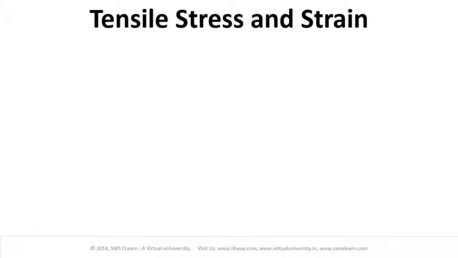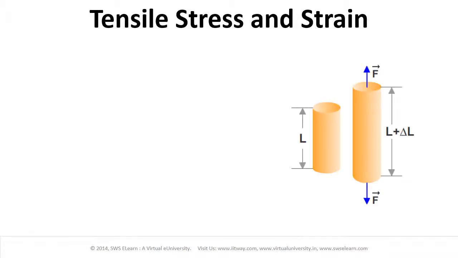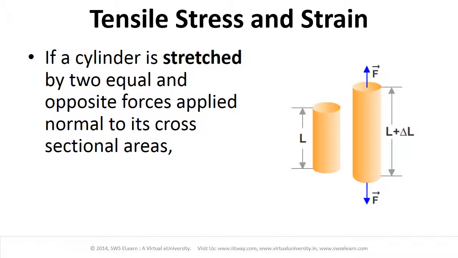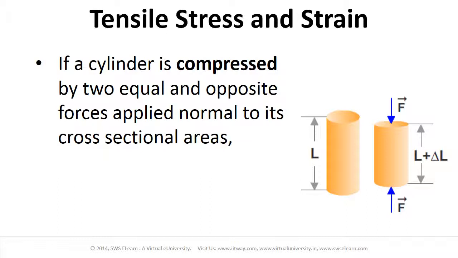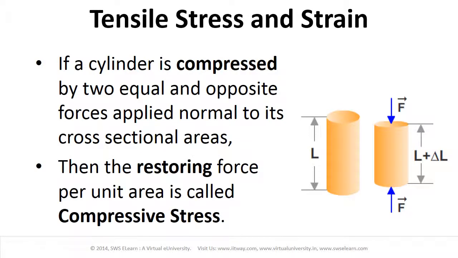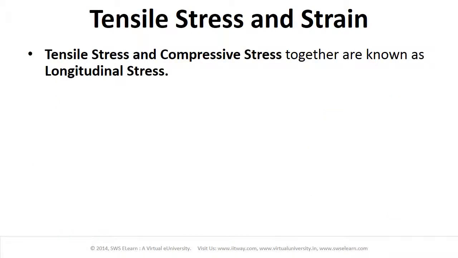Tensile stress and strain. Consider a situation where a cylinder is stretched by two equal and opposite forces applied normal to its cross-sectional areas. The restoring force per unit area is called tensile stress. If the cylinder is compressed by two equal and opposite forces applied to its cross-sectional areas, the restoring force per unit area is called compressive stress. These stresses together are known as longitudinal stress.